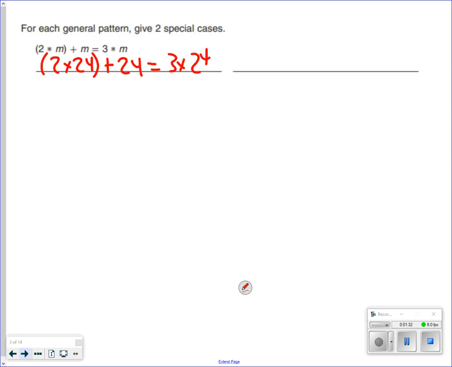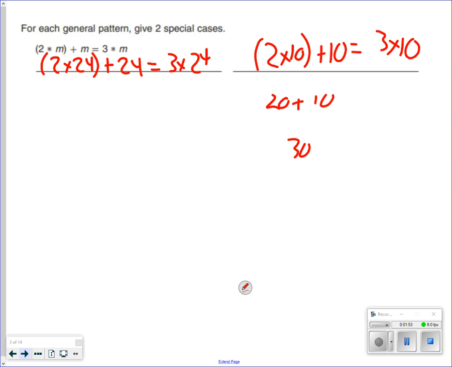Or what if we wrote this down? 2 times 10 plus 10 equals 3 times 10. I think you guys would all agree with that, because here we'd have 20 plus 10, which is 30. 3 times 10 is 30. So we're kind of seeing a pattern here while we're working with these.